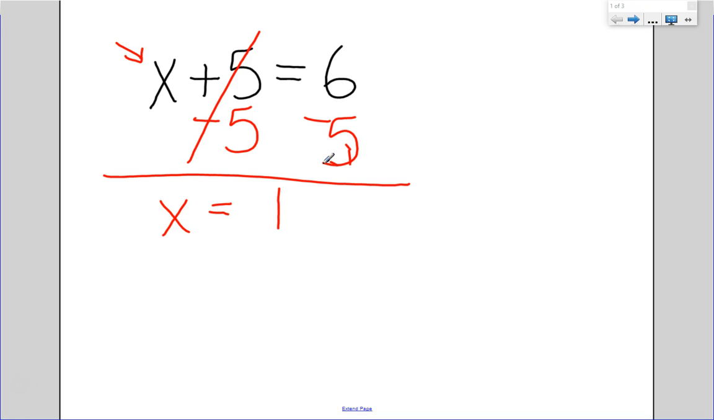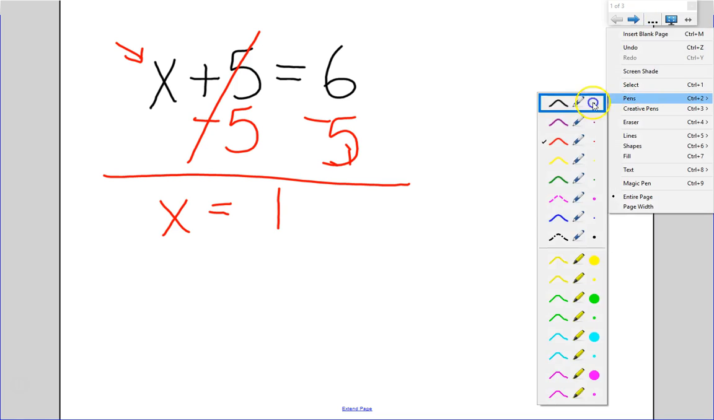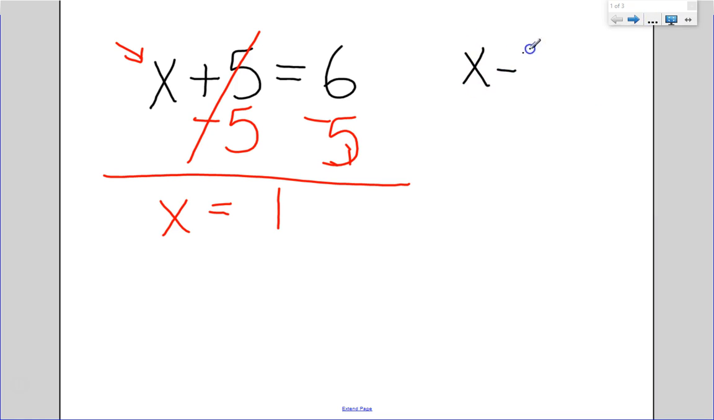Let's do one where, so that is the subtraction property of equality, meaning that if we subtract the same number from both sides, we end up with the same answer. Let's try one where we are using the addition property of equality. So our problem this time is going to be x minus 2 equals 4. And so right here, we would want to add 2 again, because that allows this right here to cancel out.